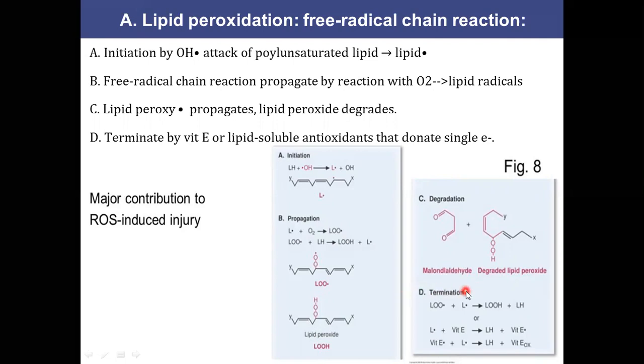Now, the last step is the termination. To terminate this reaction chain, the body's defense mechanism gets involved. A potent antioxidant, vitamin E, can terminate the chain of reaction by donating an electron. So vitamin E is going to donate an electron to the lipid radical, and in this way the chain reaction terminates. But now vitamin E is oxidized. It must be reduced again to be able to carry out this reaction again. This is done by vitamin C. So vitamin C restores the function, or regenerates, vitamin E.